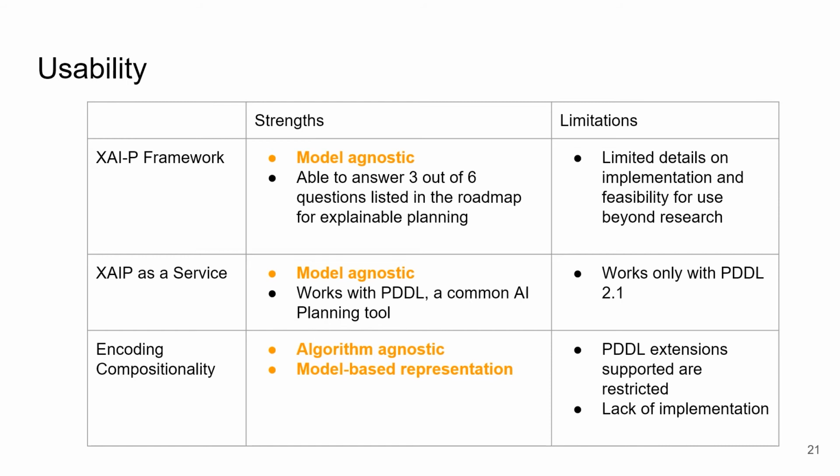XAIP as a service is a wrapper around an existing planning system, so it is also agnostic about the domain model and the planner, and no manual remodeling is required. It is modular and can be used with all planners and domains that adhere to PDDL 2.1, but it is also a limitation that it can only work with PDDL 2.1.